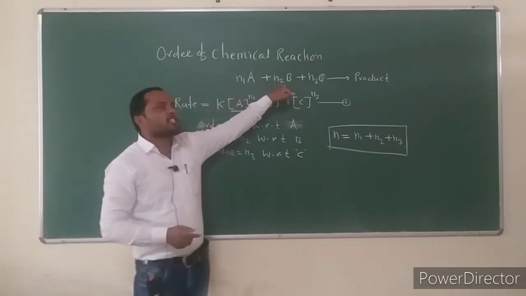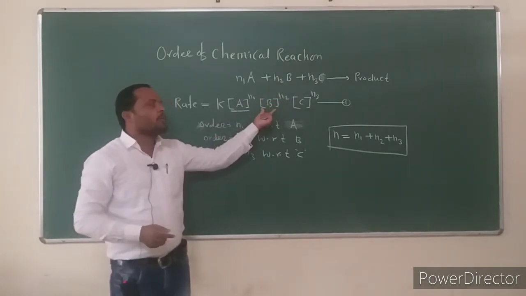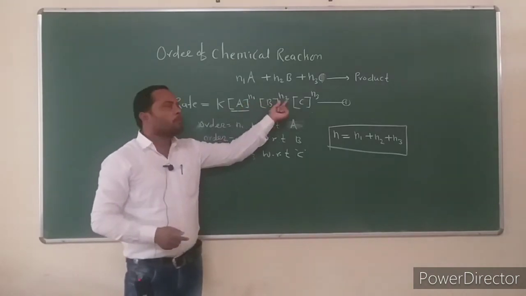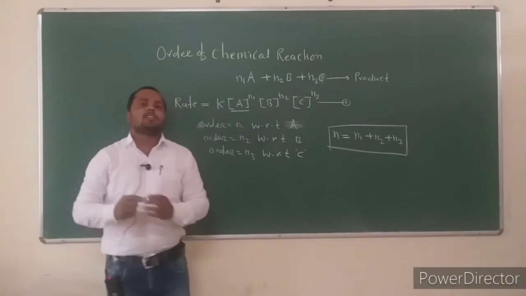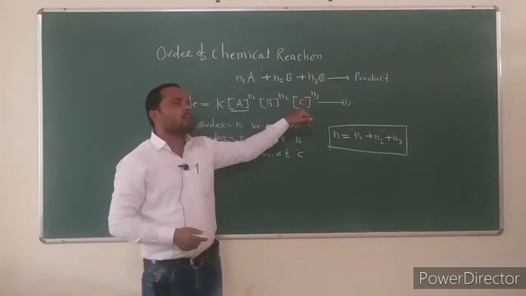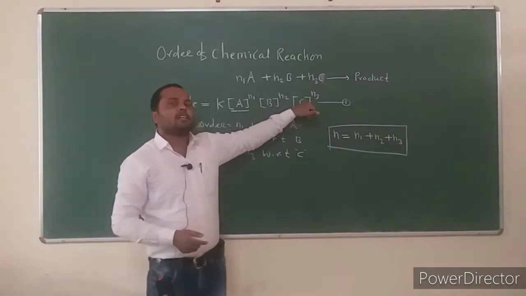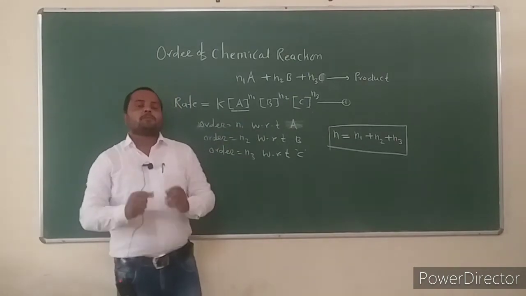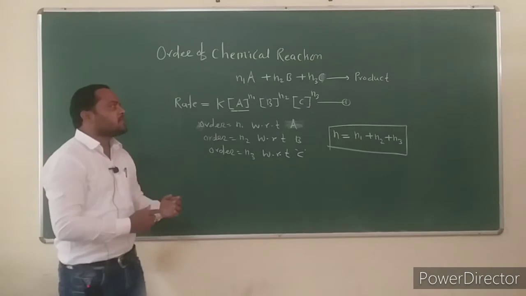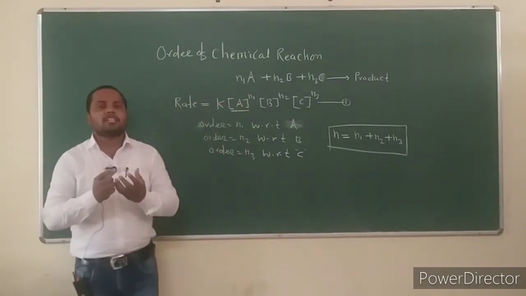The order of reaction with respect to reactant B is n2 because in the rate equation reactant B has concentration power n2. The order of reaction with respect to reactant C is n3 because the power of concentration of reactant C in the rate equation is n3. So with respect to a particular reactant, the order of reaction is the power of concentration of that reactant in the rate equation.